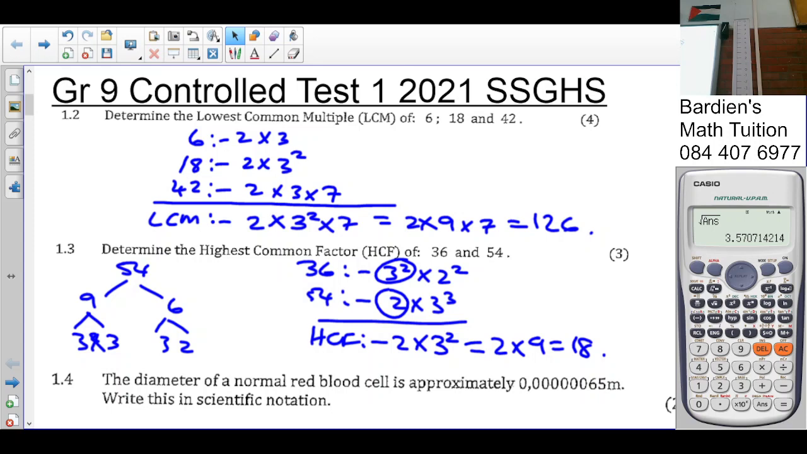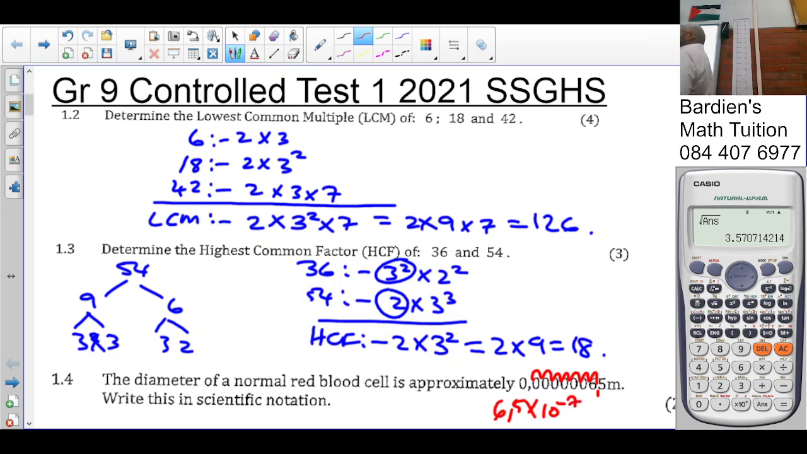The diameter of a normal red blood cell is approximately 0.0000065 meters. Write this in scientific notation. So the comma must be where? After the 6. So it's going to be 6.5 times 10. The comma moves 1, 2, 3, 4, 5, 6, 7 places. So 10 to the negative 7. Okay.